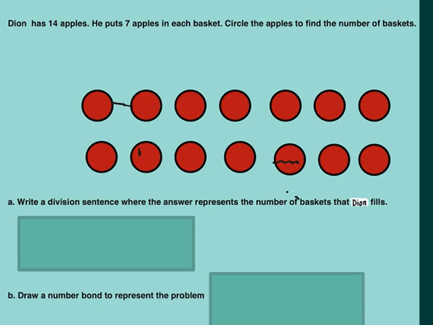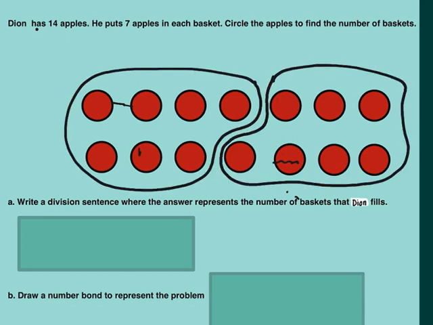To divide, you have to circle the apples in each basket. We can circle groups of 7 to find the total number of baskets Dion fills. If we circle groups of 7, we get 2 baskets.